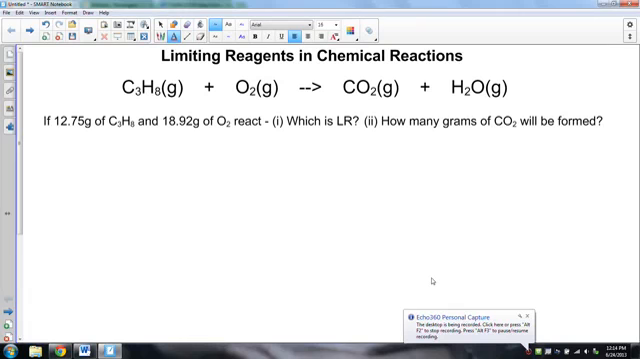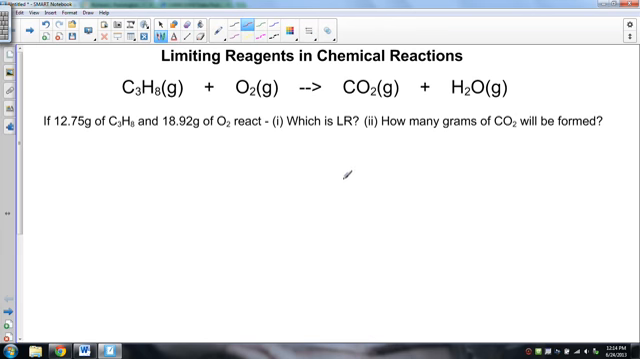I want to talk you through how to figure out limiting reagents, how to calculate them, that sort of thing. Okay, so the limiting reagent problem is kind of one step on from normal grams to moles sorts of calculations. Anytime you're dealing with something like this, the first thing that you're going to be given is a chemical reaction.